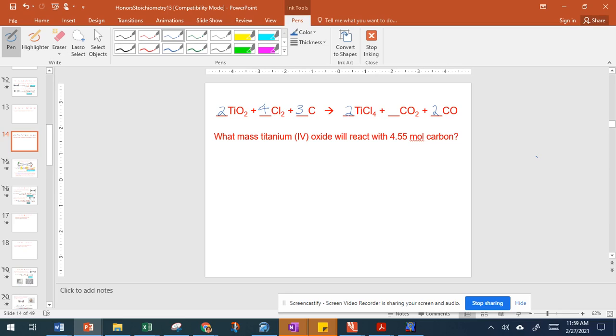And then we can write underneath that what we've been given. So here we have 4.55 moles of carbon, and we're asked for what mass of titanium 4 oxide we need to do that. So I'm going to write here: we have 4.55 moles, and we're asked for the mass of titanium 4 oxide, so it's asking about this, the grams of that. Okay, so remember, carbon here is your A, that's our known, and then titanium 4 oxide is our B.